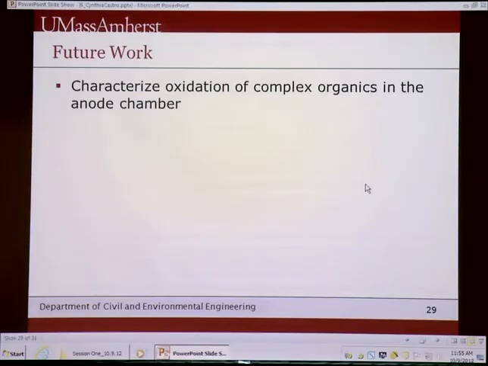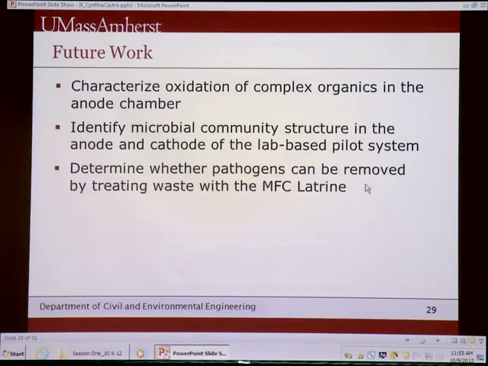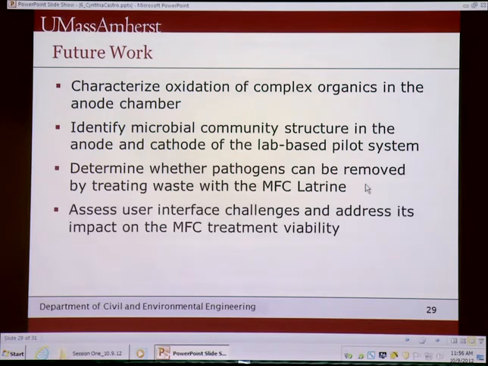So for some future work, we want to be able to characterize the oxidation of some of the complex organics going into the anode chamber. We also want to be able to identify the microbial communities in the anode and cathode of the lab-based pilot system, because we know there's some competing bacteria in the anode. We also want to be able to see if we can remove some sort of pathogens from the waste using the MFC latrine. And we also want to be able to assess some of the user interface challenges, because if we can't address those issues, then this system's not going to be viable.